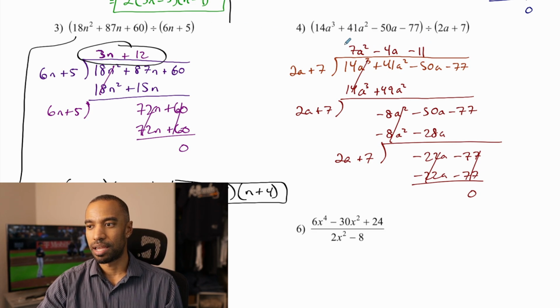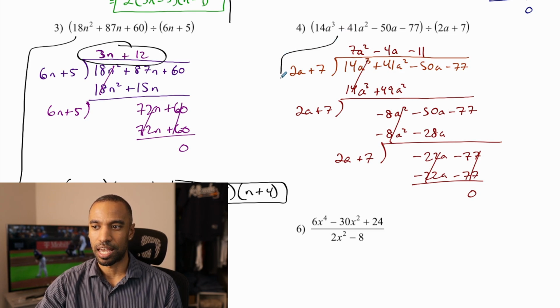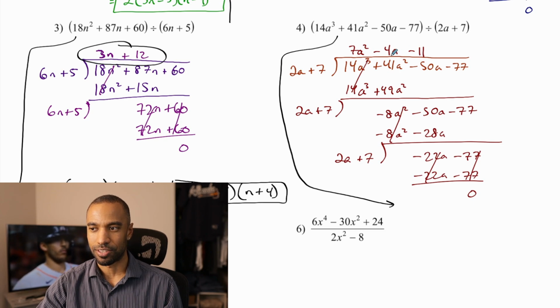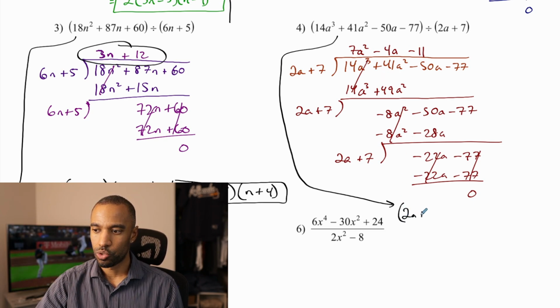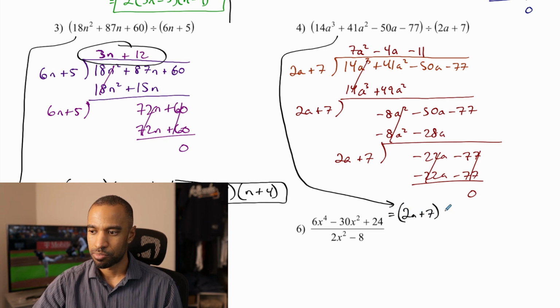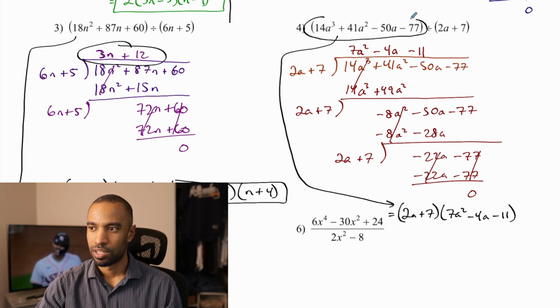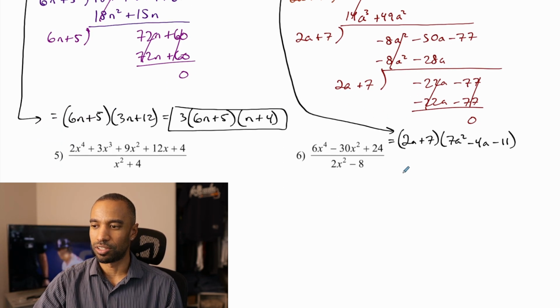Now, one more time, guys, I can't remember what I did when making this set, but if I gave you this here, then it's likely that it's factorable. This isn't something like a common factor. 2a plus 7 times 7a squared minus 4a minus 11. One more time, this factors down to that. But 7a squared minus 4a minus 11, let's check that one out right here.